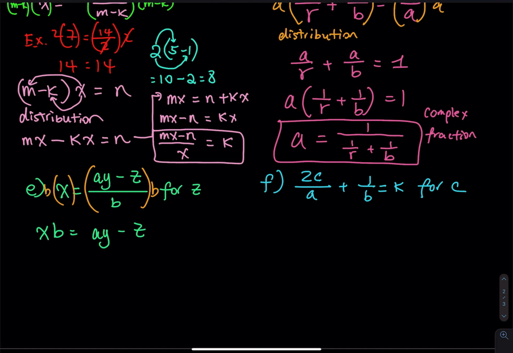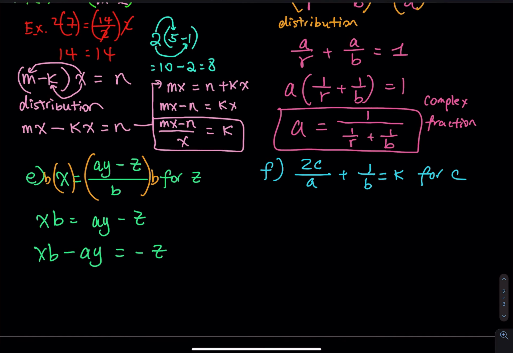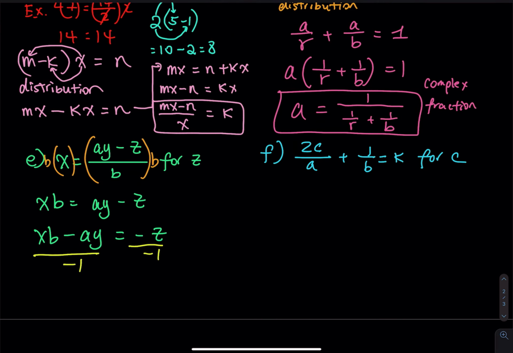And then this one, there are two ways to do it. So the first way to do it is you do xb minus ay equals to negative z, and then you divide both sides by negative 1. And then you have xb minus ay divided by negative 1. This side is z.